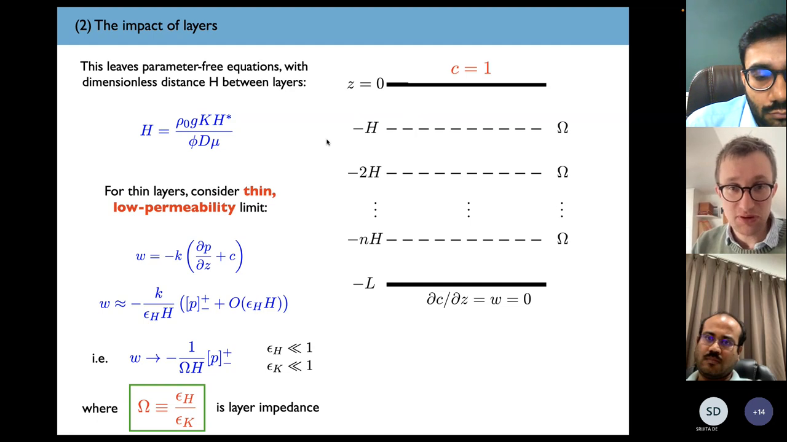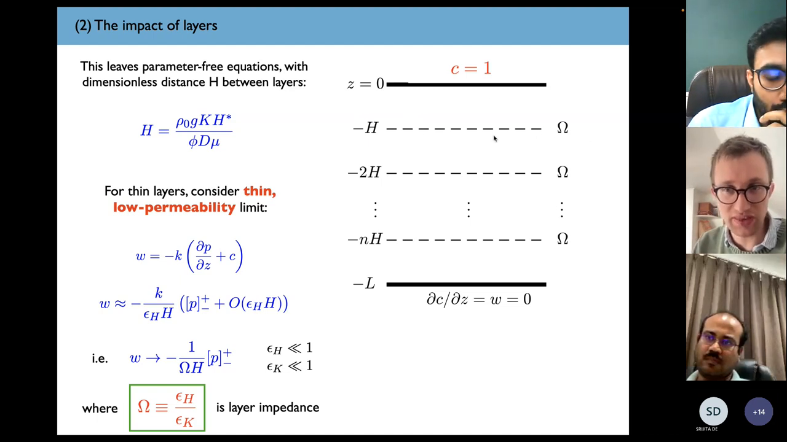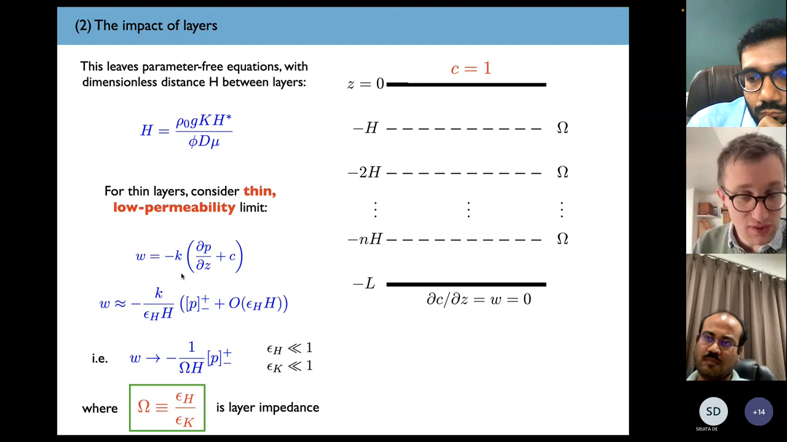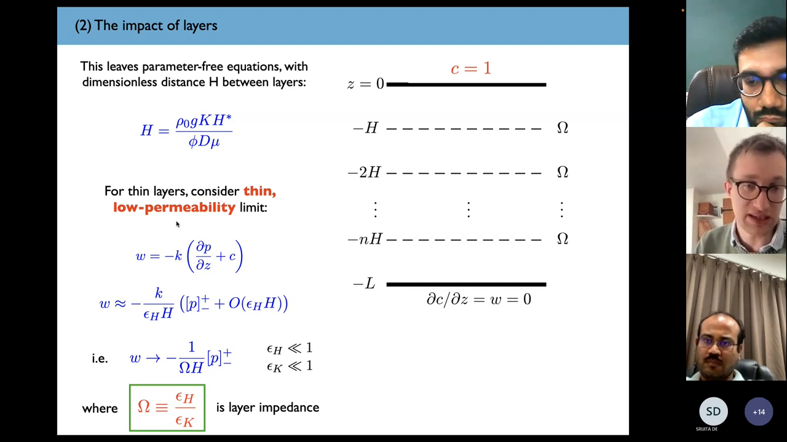For the purposes of making some progress, I'm going to assume that the layers are thin. If you do that, you actually reduce the problem further. So I'm going to assume that each of the low permeability layers is much, much thinner than the distance between them. Then you can simply look at the vertical component of Darcy's law for one layer and expand what it looks like to leading order in the thickness of the layer. It basically boils down to what is the pressure jump across the layer. So dp/dz, if you expand it out, is just the difference in pressure from just above the thin layer to just below the thin layer.